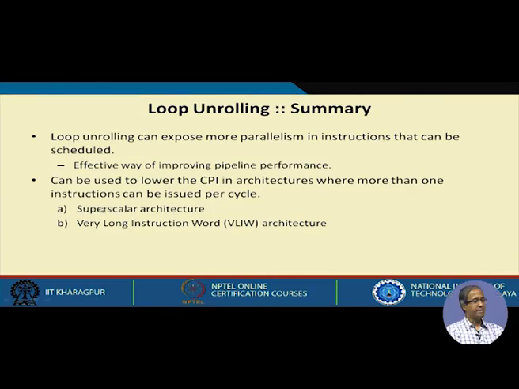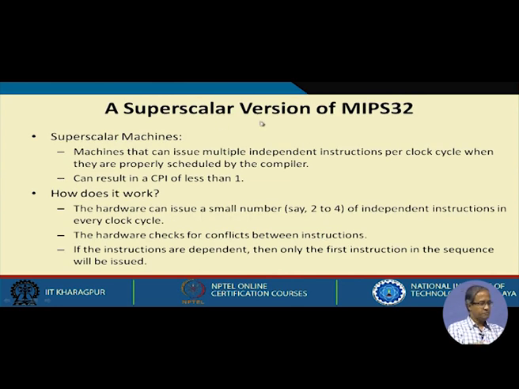So, broadly there are 2 kinds of approaches. We will be very briefly talking about this. One is called superscalar architecture, other is called very long instruction word or VLIW architecture. So, first we look at a superscalar version of a MIPS32. First we see what is a superscalar machine. Superscalar machine means it is a processor which can issue multiple instructions in every clock cycle. The idea is very simple.